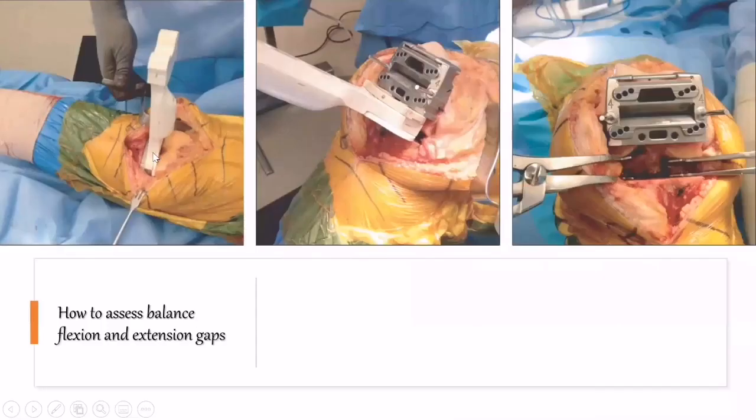So here is how we can assess the balancing between flexion and extension. Here is an extension using the spacer block. Here is before we are doing the cuts, and here is the laminar spreader and the tension between both medial and lateral.